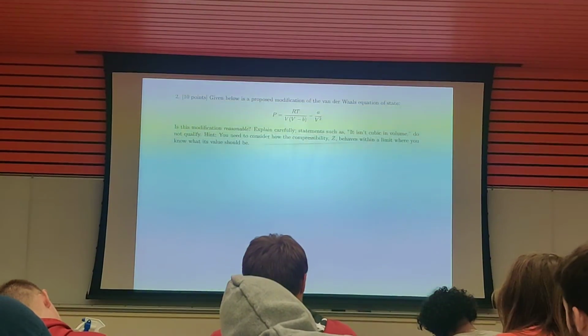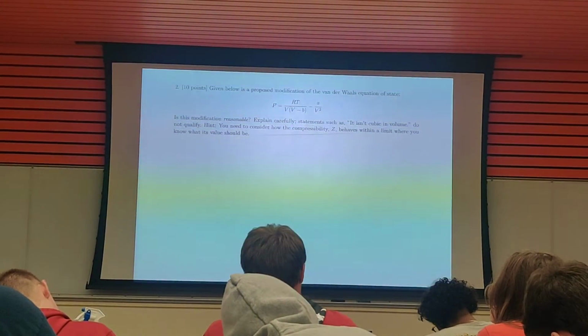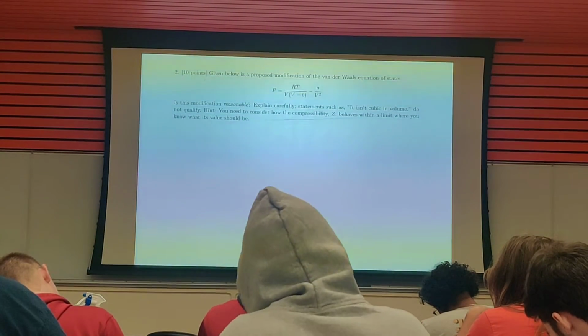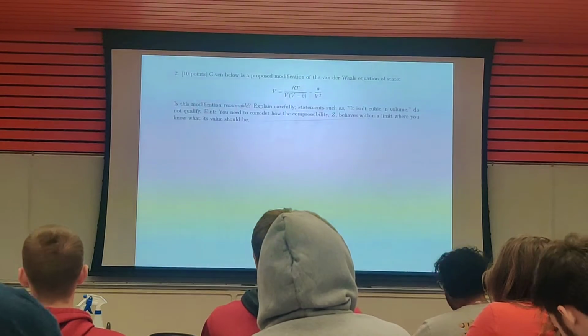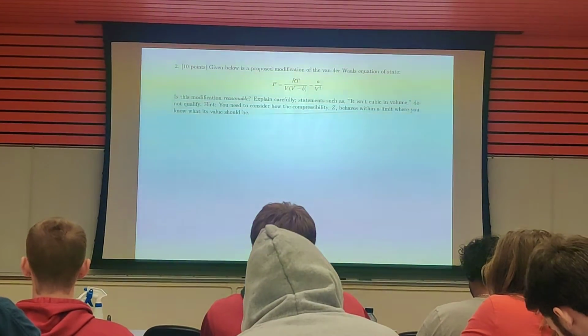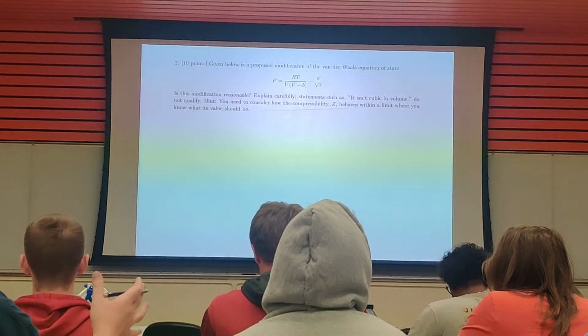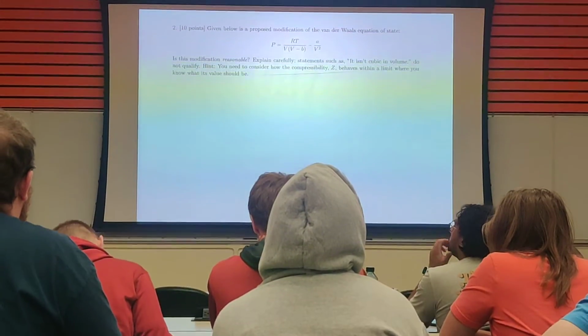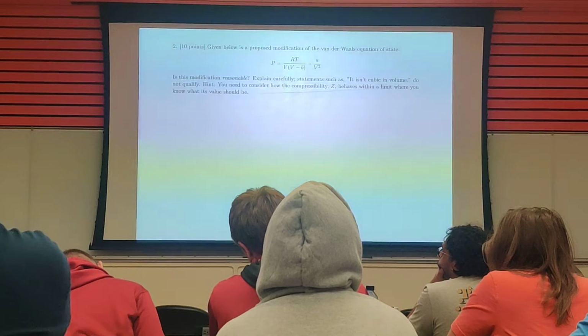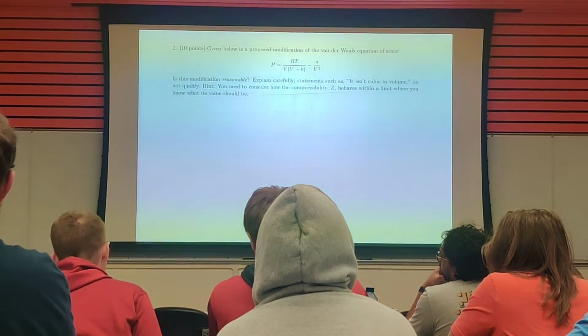So what's the first step for this problem? Well, what's the plan of attack? Show that z equals 1. Pardon? PV over RT, z. Yes. And once you got z, what do you do? Take the limit as V approaches infinity. Why are you doing that?